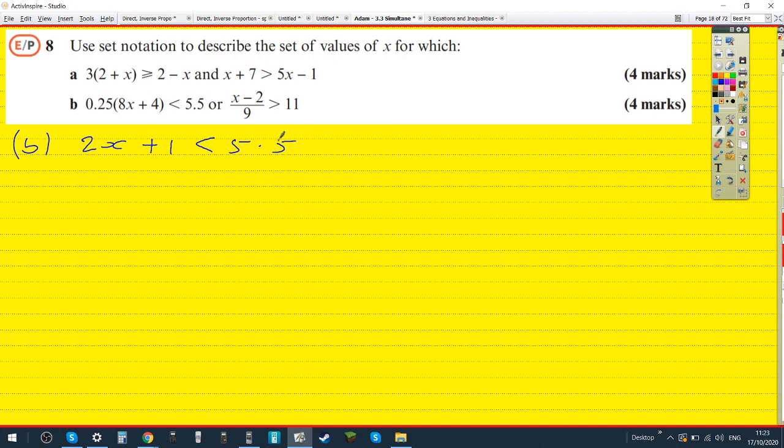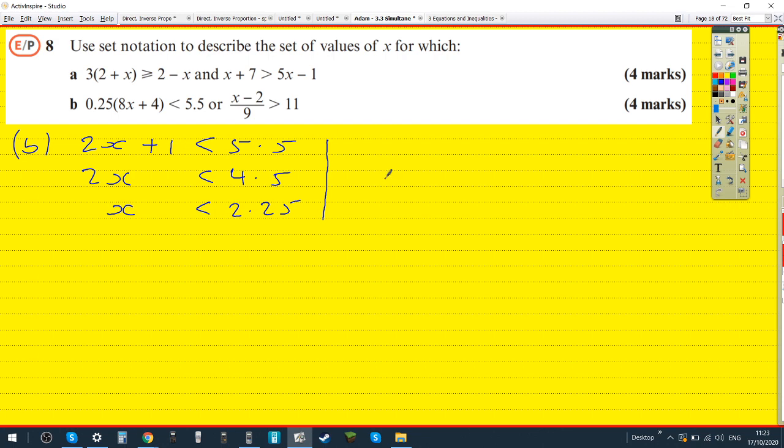And then do we work that one out first? Yep. Okay. So you minus 1 on both sides, which gives you 2x is less than 4.5, and then you divide by 2, which would give you x is less than 2.25. Yep. So that's the first one. x is less than 2.25. We'll work out the other one.